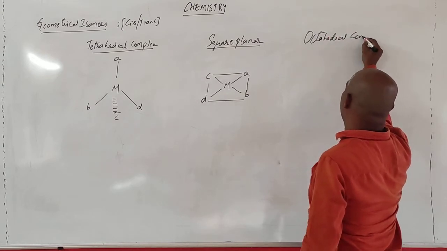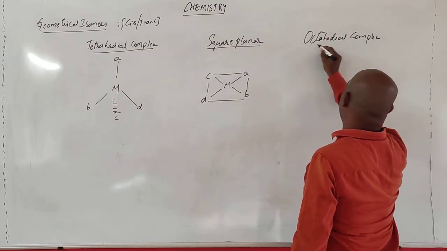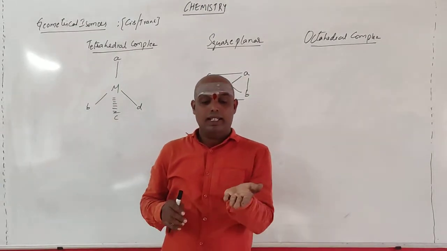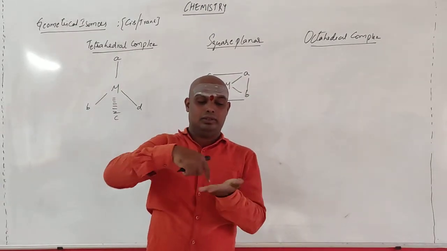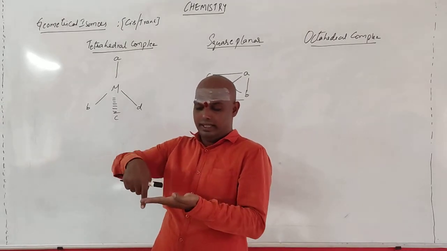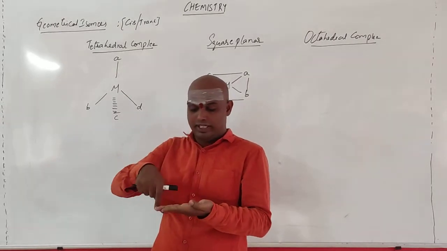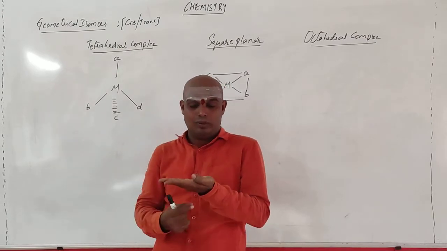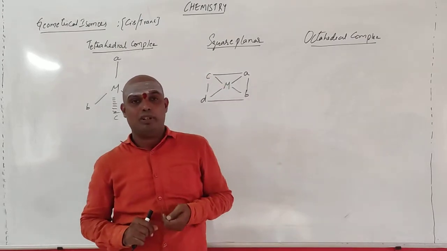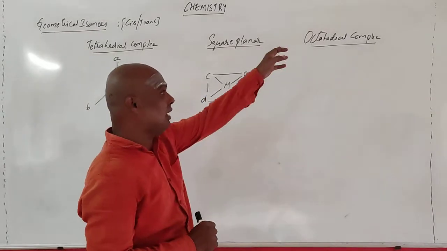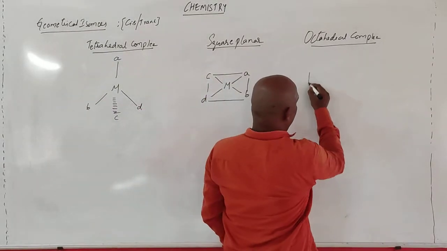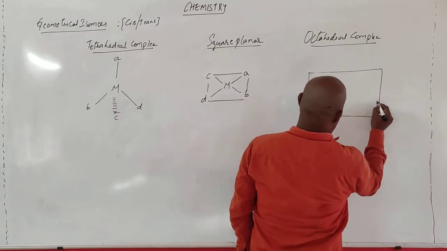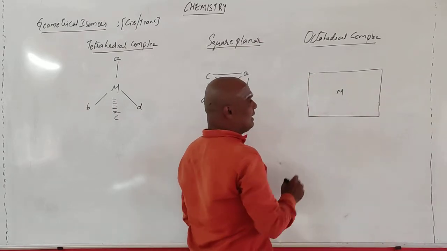Octahedral complex. See how the octahedral complex will be presented. It is very simple. Take a square like this, a rectangle or square. One above the square, one below the square. That type of representation is called an octahedral complex. So you have this plane, where the central metal is present in the center.